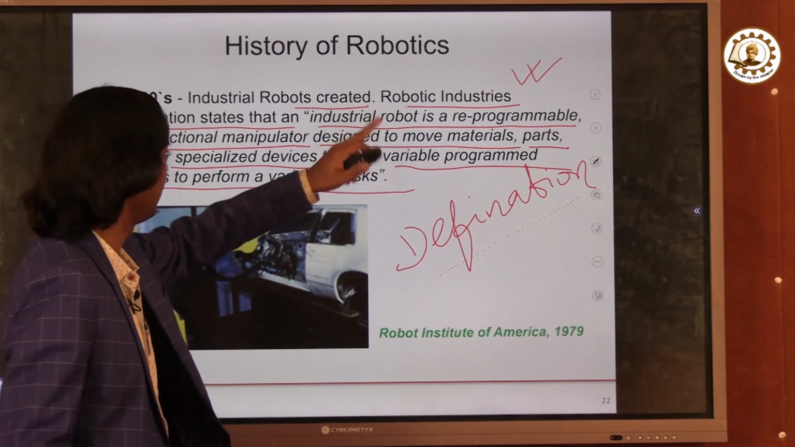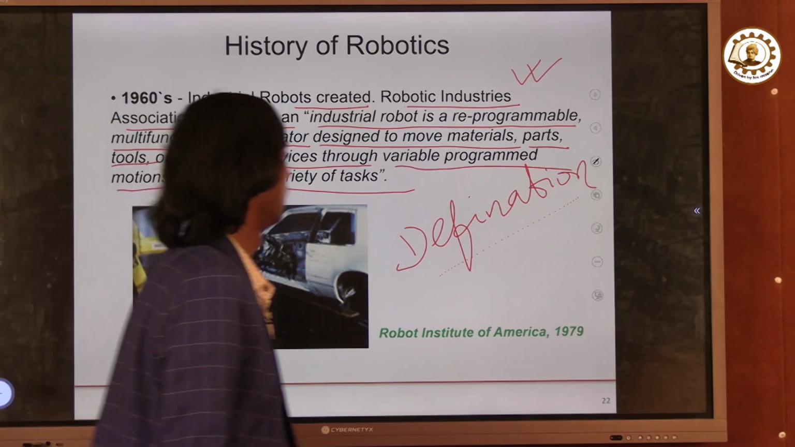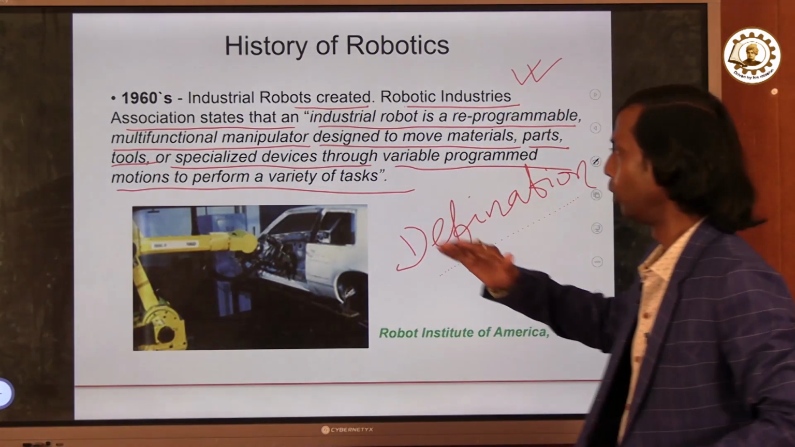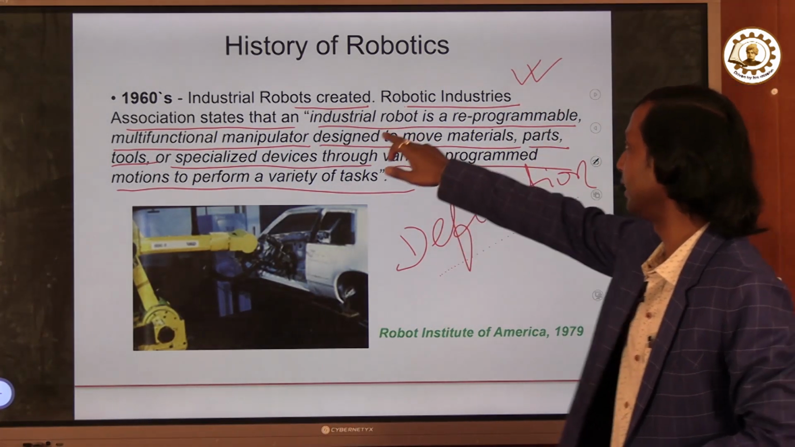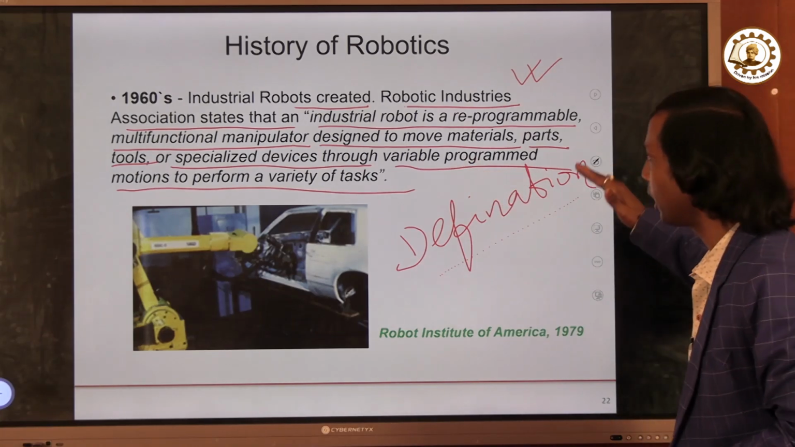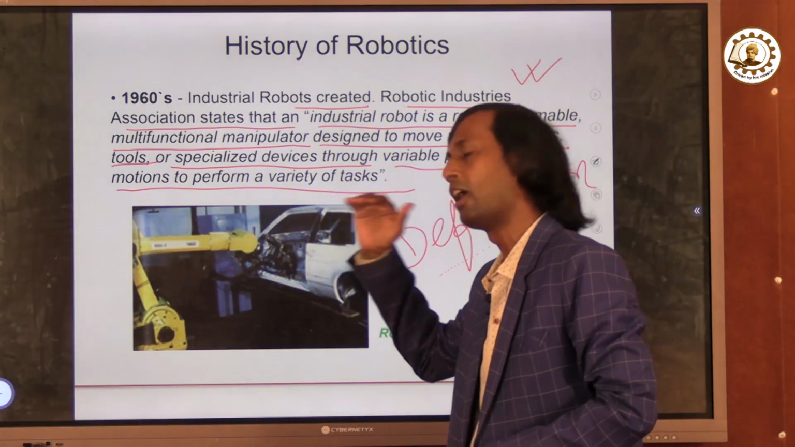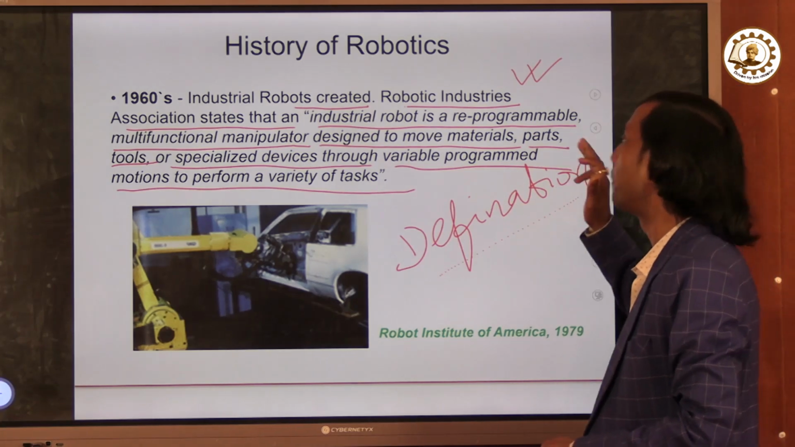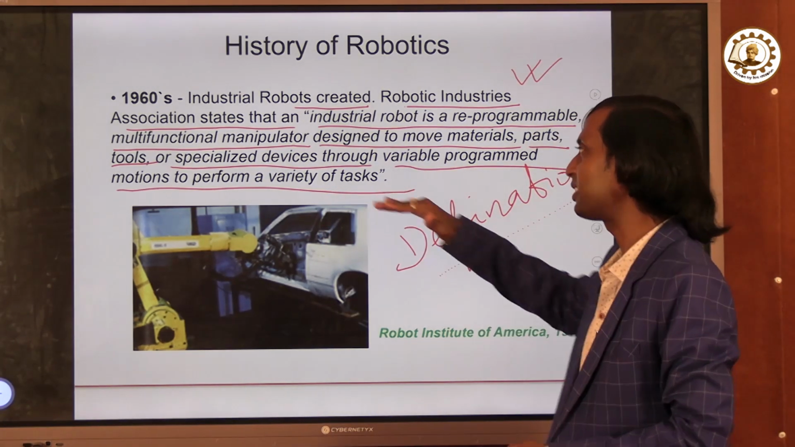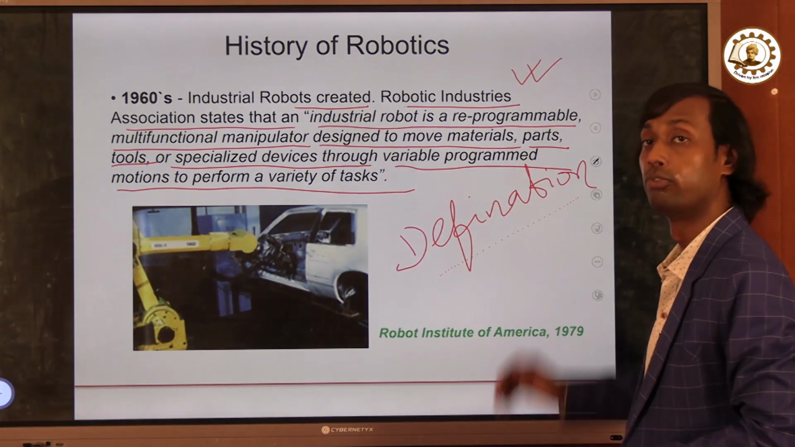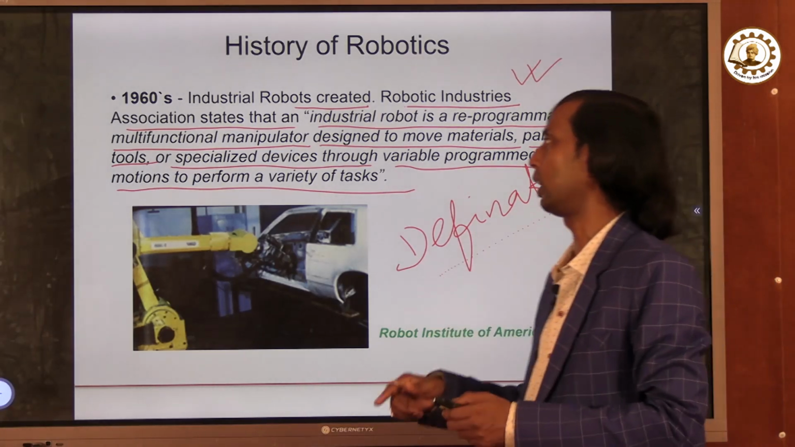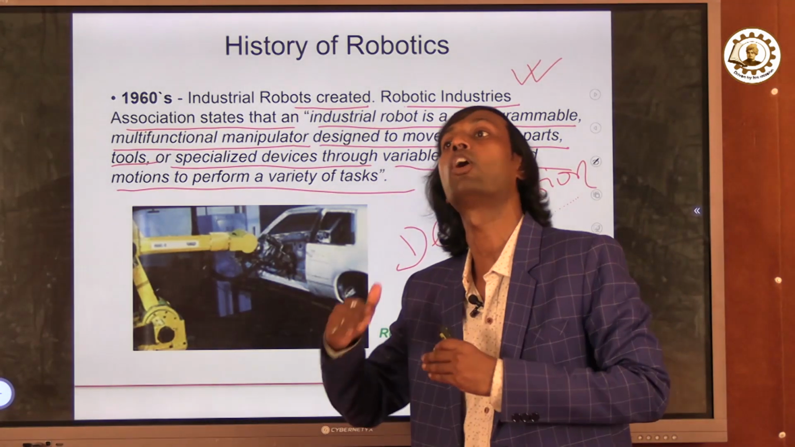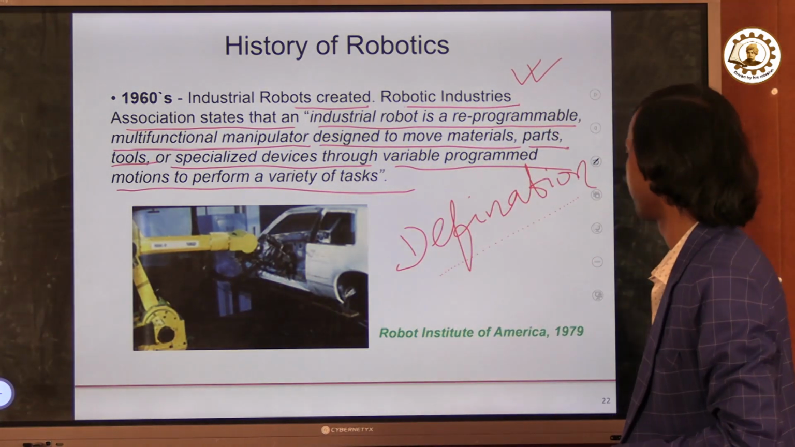RIA, Robotic Industries Association. Okay, so they defined industrial robot as a reprogrammable, multifunctional manipulator designed to move material, parts, tools or specialized device through variable programmed motion to perform a variety of tasks. Okay.